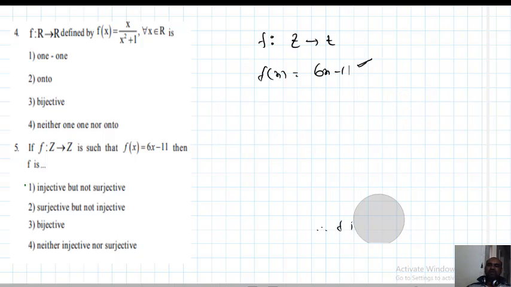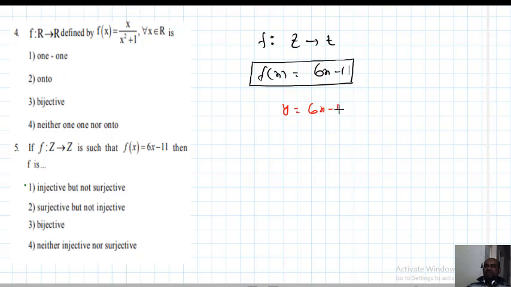But how to check for onto? That is very difficult. I just want to find the range. Just now I explained how to find domains and ranges. Very important. For this function, how to find domain and range? So f of x means y only, no? y equal to 6x minus 11. For what real x is y real, that is the domain. After making x the subject, for what real y is x real, that gives the range. That is the easiest way to find domain and range.